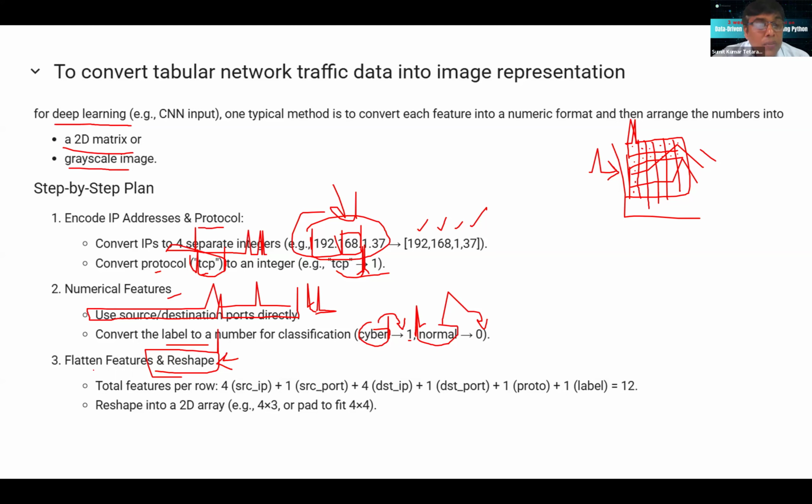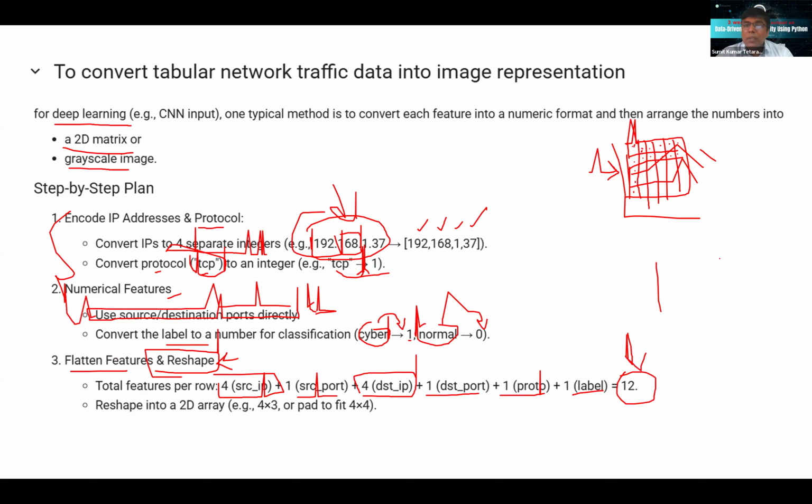Now first we have to flatten the features that we have collected here. How can we do it? We have four source IP address values, one source port, four destination IP address values, then one destination port, then one protocol, then one label. How many numerical values are there? How many pixels are there? 12. Now if you have 12, can you make a square using 12? No, you cannot. We want some kind of a square picture, a photo, but 12 you cannot reshape into a square.